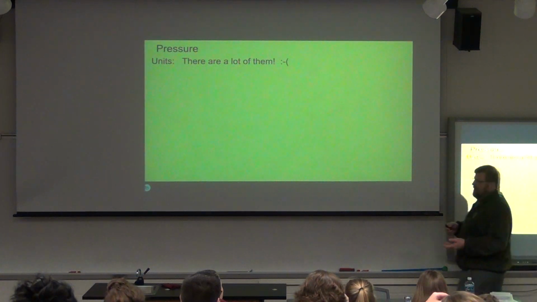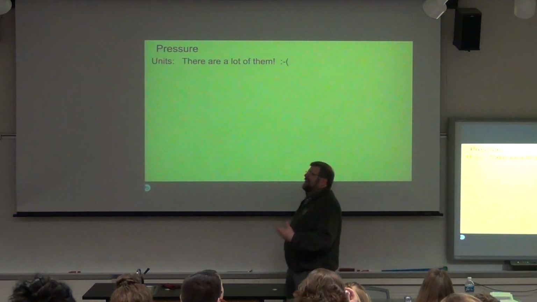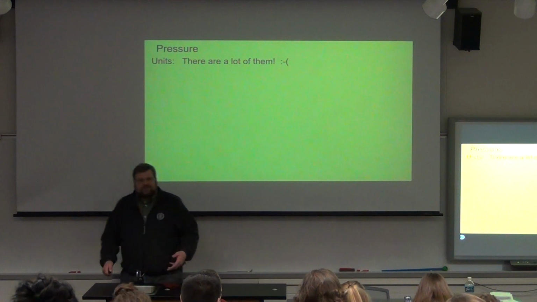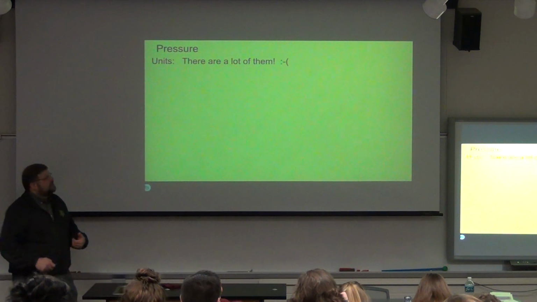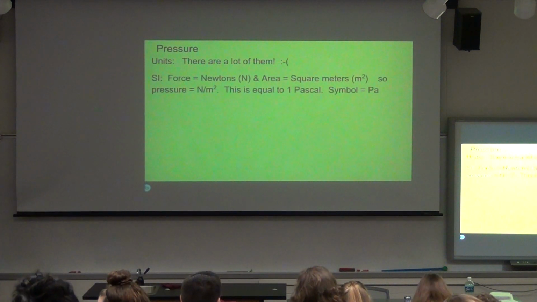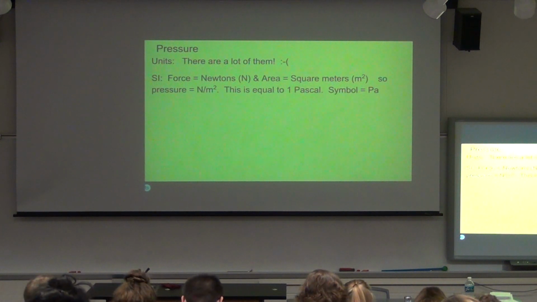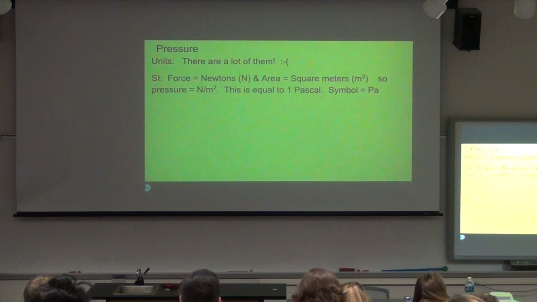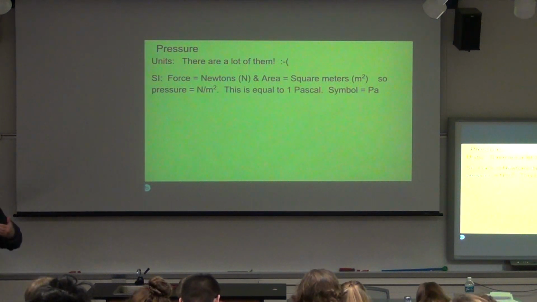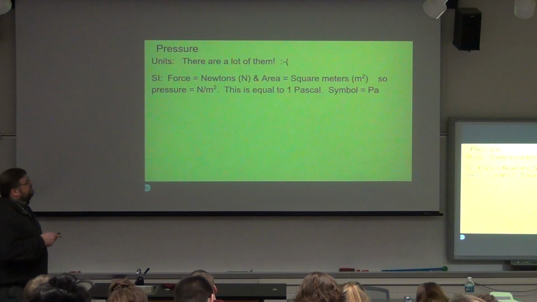So, units of measuring pressure. There's a lot of them. That's the bad news. There's a lot of units for measuring pressure. The one that we're going to be interested in, one of them anyway, is the SI unit, which is newtons over square meters. So this will be a derived unit of measurement.